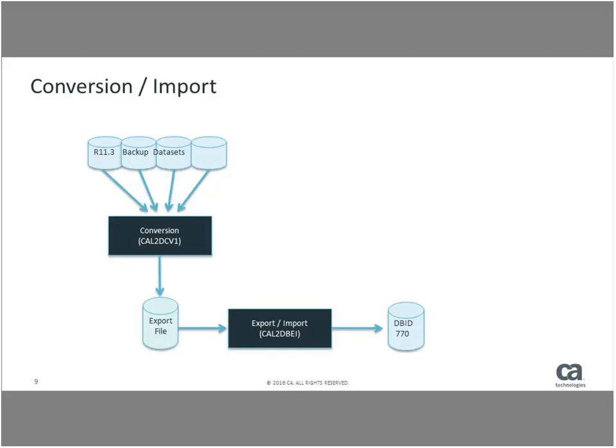We run that through the, let's see, the ARF, VERM, dump queue. All of that is run through the conversion program, Cal2 DCV1, that creates an export file. That export file is what will be imported into the Datacom database, the DVD ID of 770. That's done through the Cal2 DBEI program.